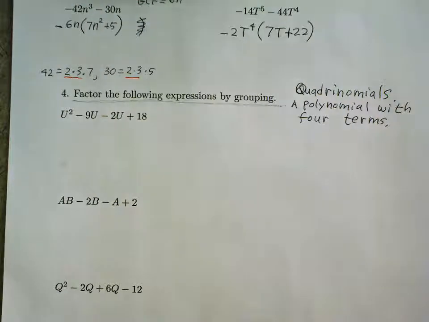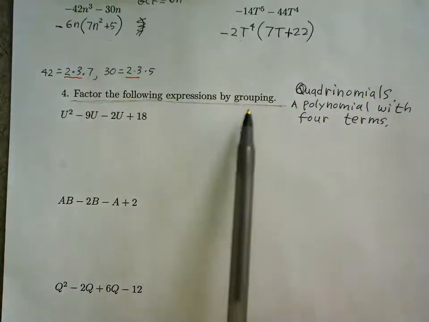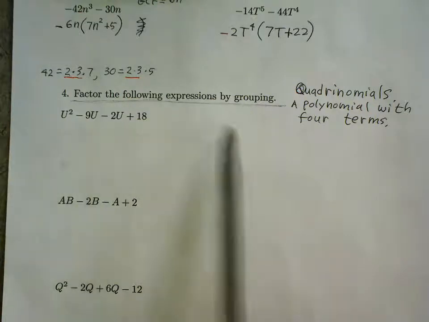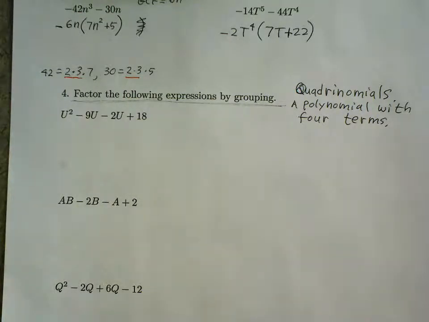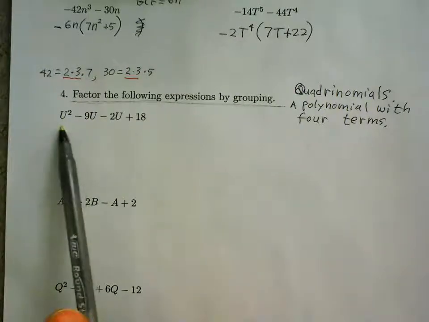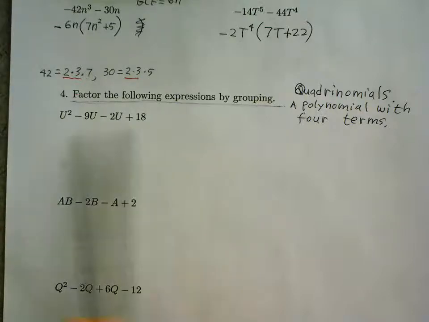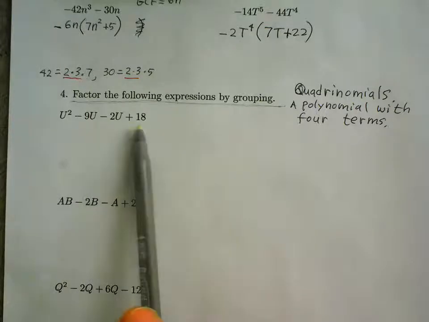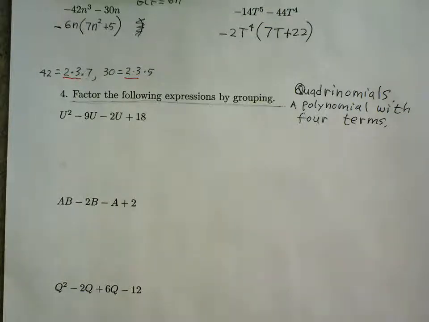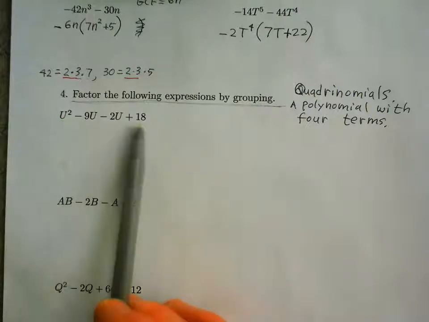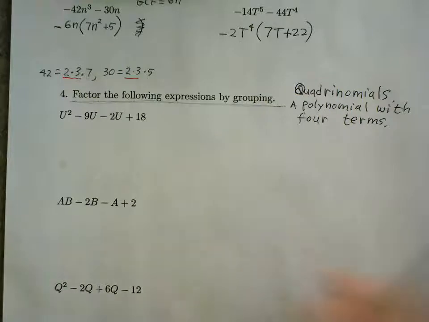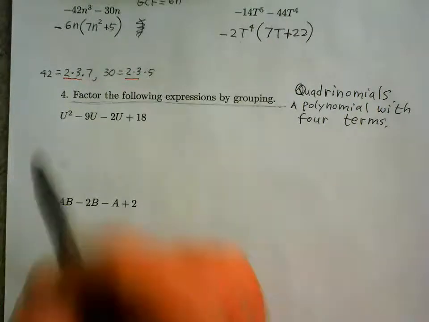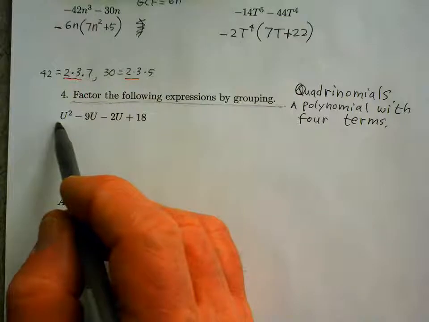It's not always the case, but sometimes when you have a quadrinomial, you can factor by grouping. Okay, remember the first step in factoring. If the greatest common factor of all 4 terms is something other than 1, you want to factor that out first. But 1 is the greatest common factor of all 4 terms. So when we factor by grouping, we group the first and second terms.